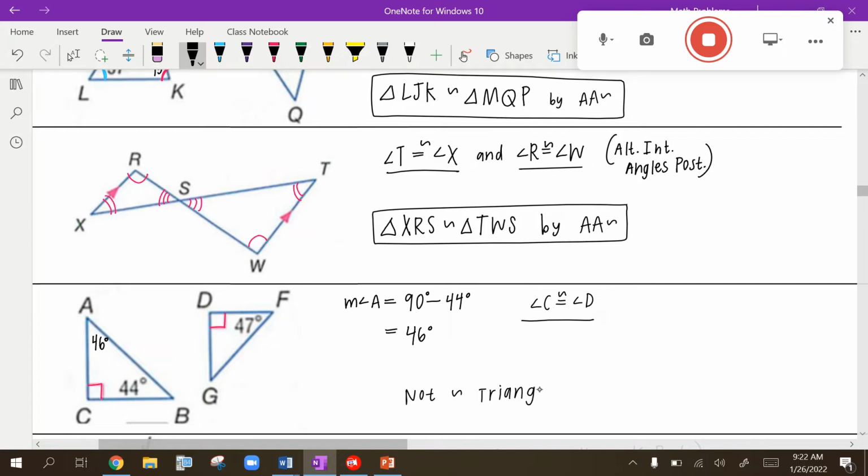They're totally different shapes. They have totally different angles, which means they're not the same shape.